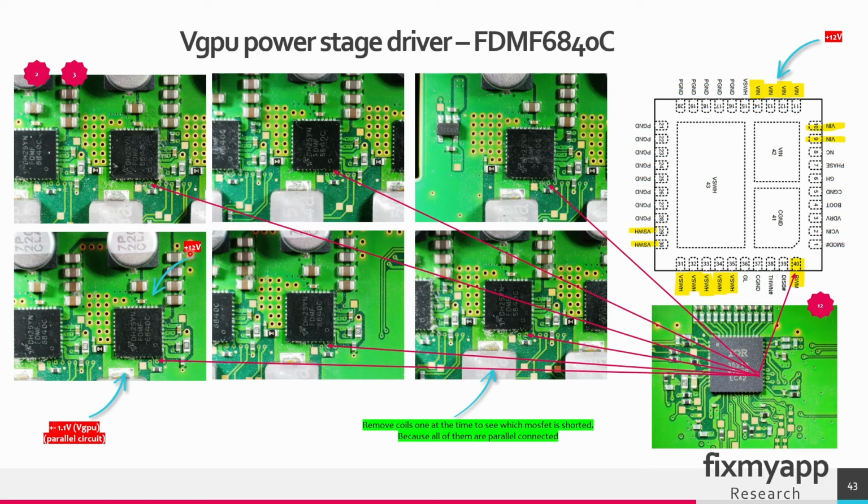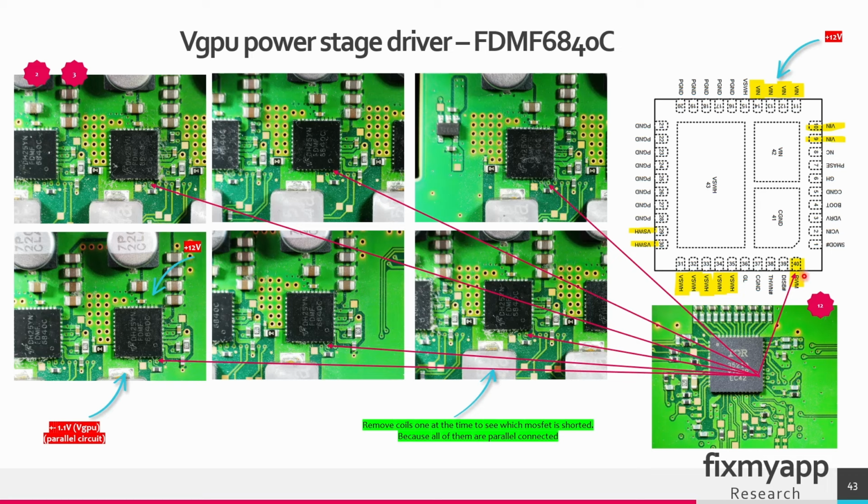The 12 volt will go into this part, and on the other side the GPU voltage of 1.1 is generated. This is the datasheet of this power driver IC. So 12 volt will go into these 6 pins. The PWM signal from the buck controller will go to pin 40 and the output will be generated on these pins.